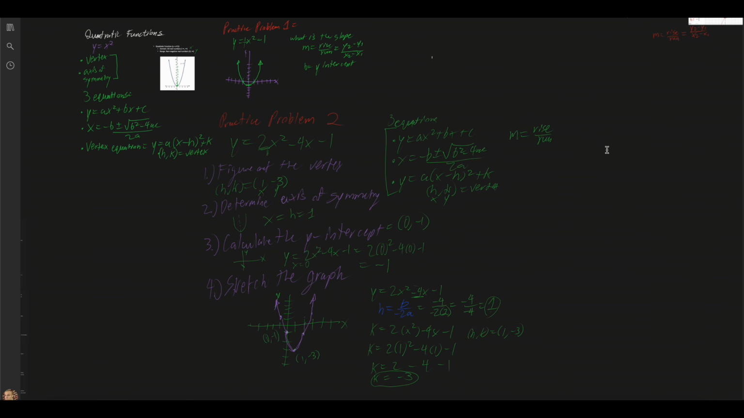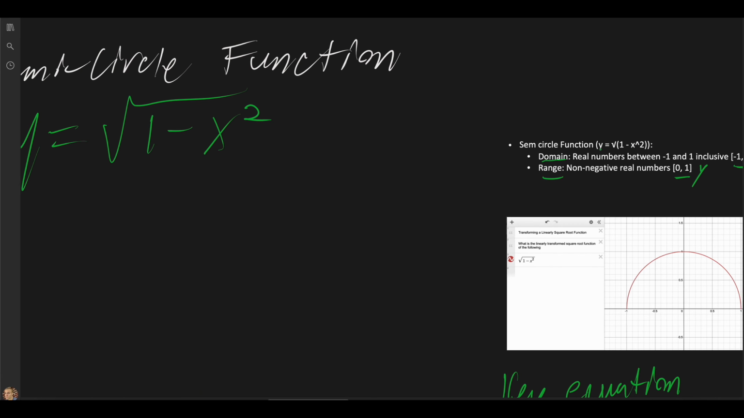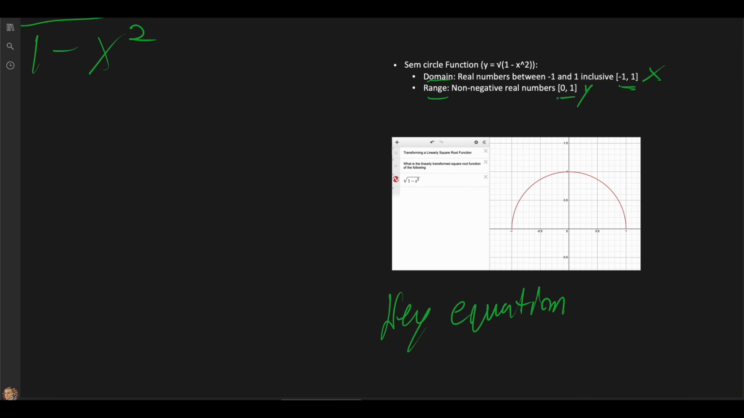for functions. And now we're going to deal with semicircle functions. So overall, semicircle functions are denoted by the following equation: y is equal to the square root of 1 minus x squared, also denoted over here, and the domain refers to real numbers between negative 1 and 1, inclusive, hence the brackets over here. And then we have non-negative real numbers between 0 and 1 within the range, for we know that the domain refers to the x-axis and the y refers to the range over here.